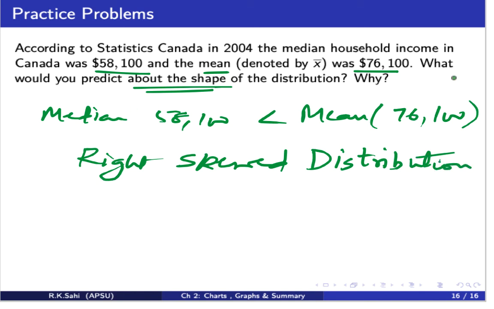Here we just talked about numerical summaries, mean, median, and mode, and their relationships, and how a skewed distribution is related to the mean being either less or more than the median. Thank you.